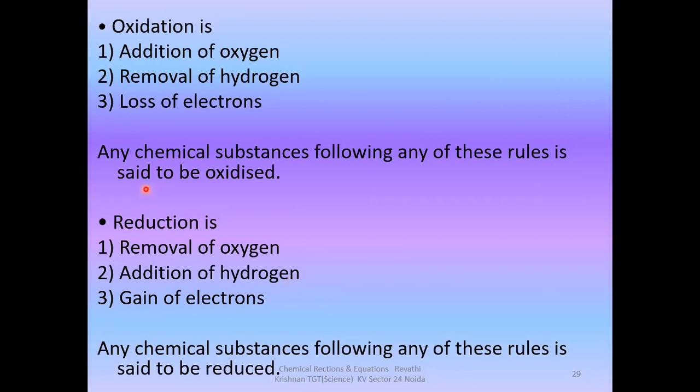Oxidation is loss of electrons and reduction is gain of electrons. You will learn this concept in higher classes. You can easily remember this with the help of an interesting mnemonic. Leo the lion says Ger. Leo stands for loss of electrons in oxidation and GER stands for gain of electrons in reduction. I have shared this mnemonic in the lesson notes.